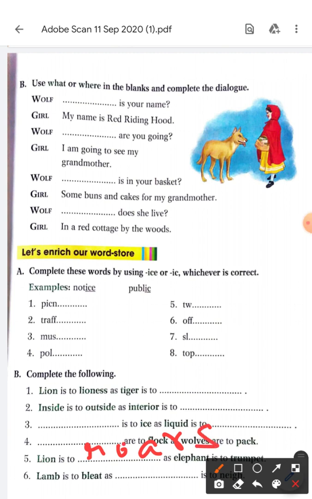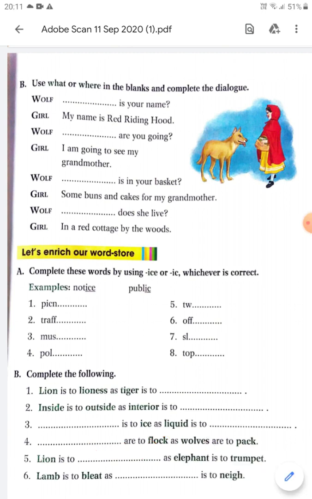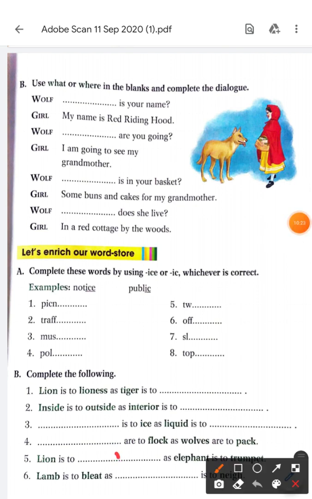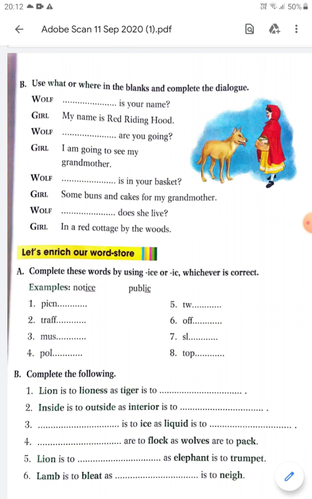Lamb is to bleat as dash is to neigh. As means equal to. Lamb bleats. When it makes the sound, it is bleating. And who neighs? Come on, hurry up, tell me. Who neighs? Horse. As horse is to neigh.